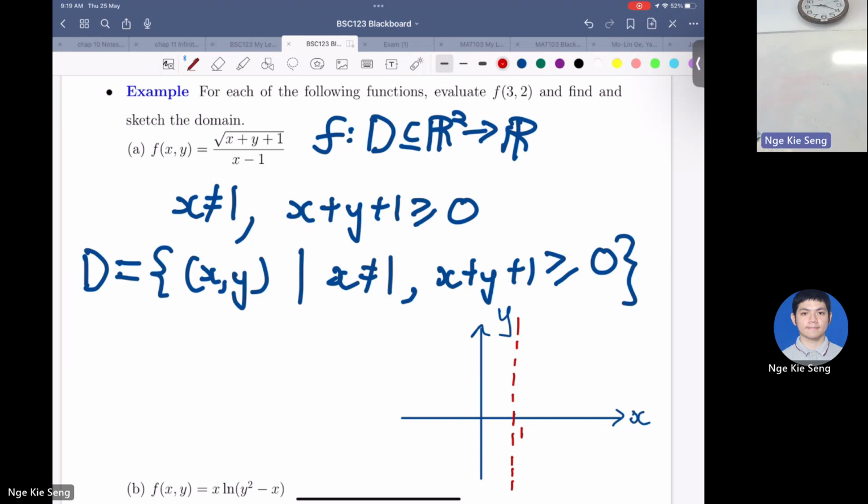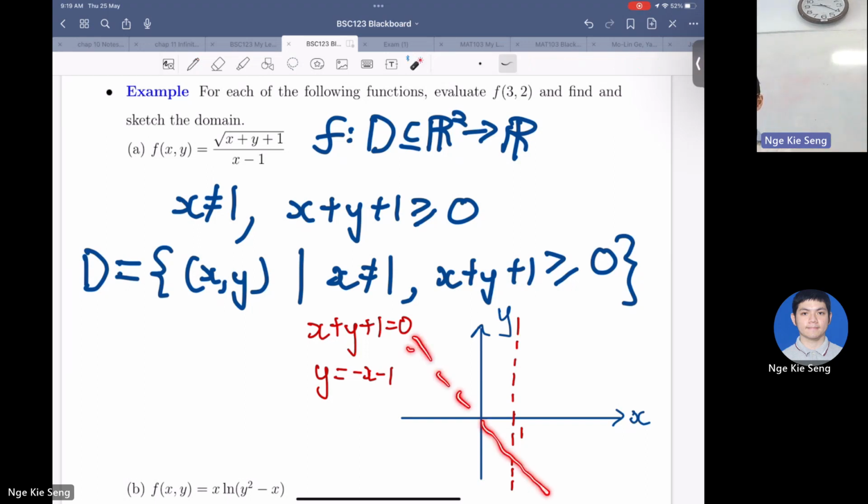How about x plus y plus 1 equals 0? What's that? It's also a line, right? So where is x plus y plus 1 equals 0? So y equals minus x minus 1. So it is y equals minus x shifted down by 1. So y equals minus x is something like this, right? But shifted down by 1.